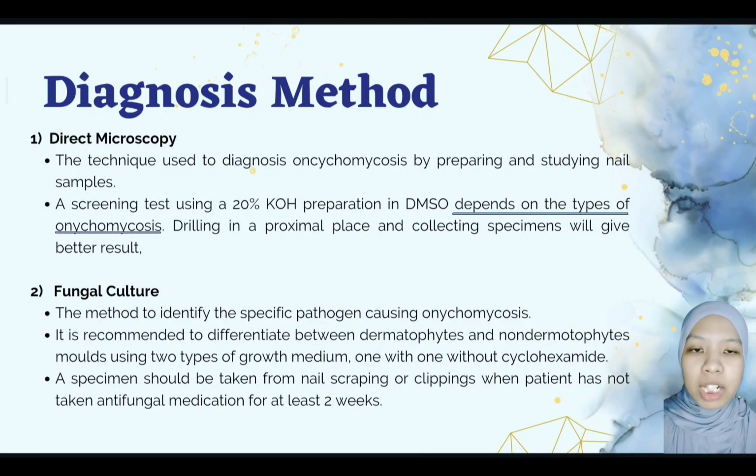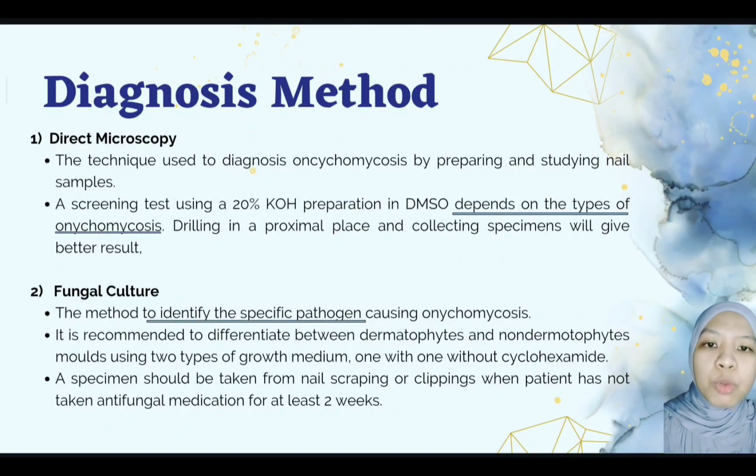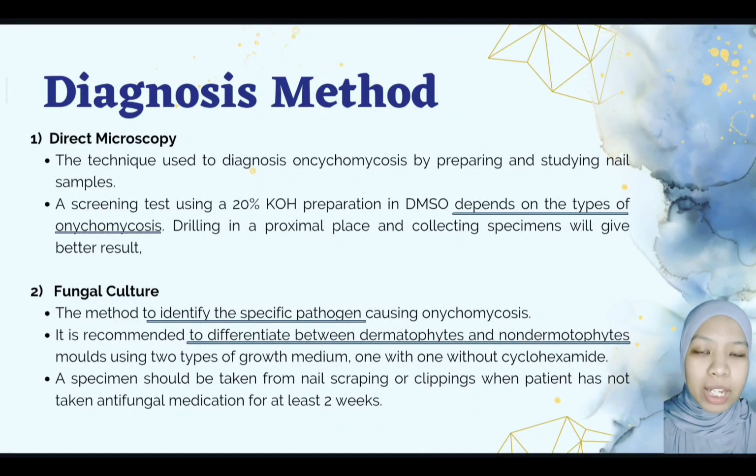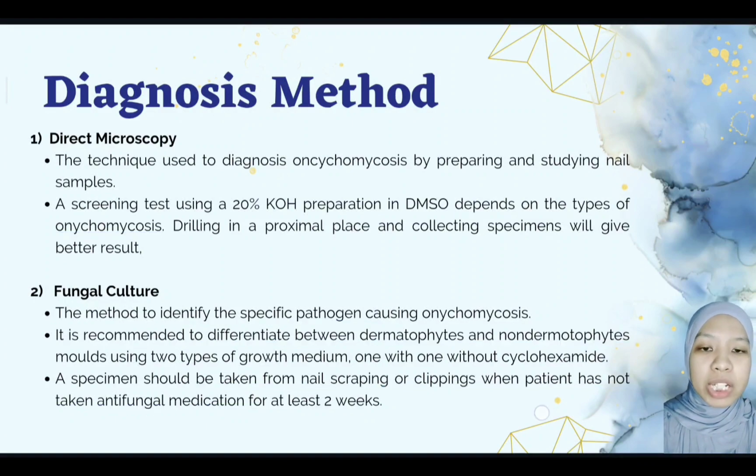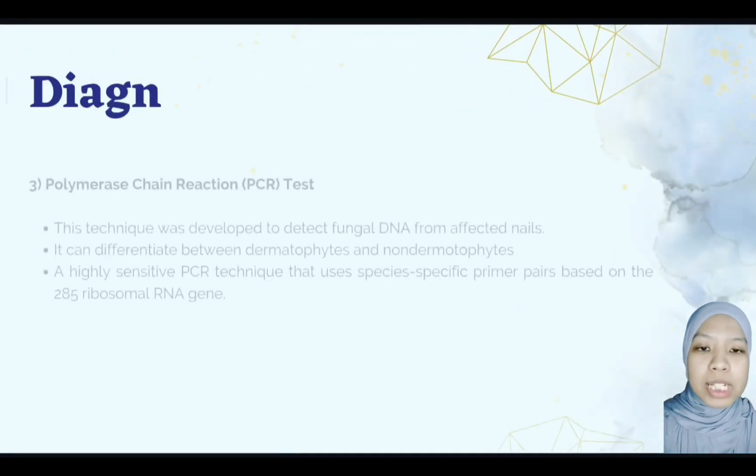Second is fungal culture. This method identifies the specific pathogen which caused the onychomycosis. This method also differentiates between dermatophyte and non-dermatophyte molds using two types of growth medium, one with and one without cycloheximide. To do this method, a specimen should be taken from nail clippings when the patient has not taken antifungal medication for at least 2 weeks.